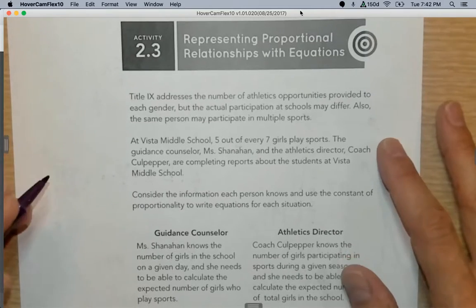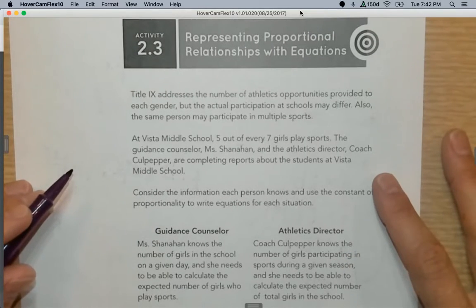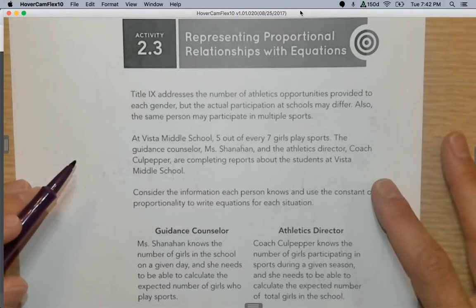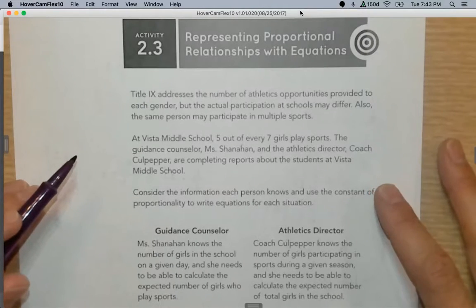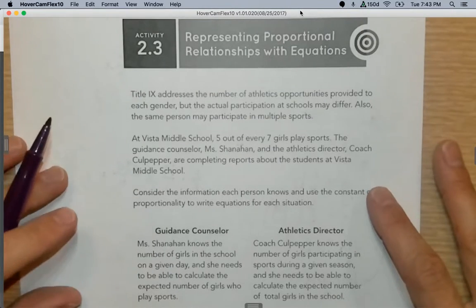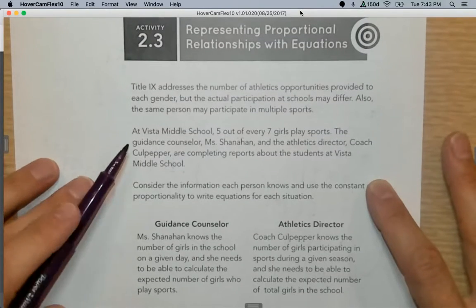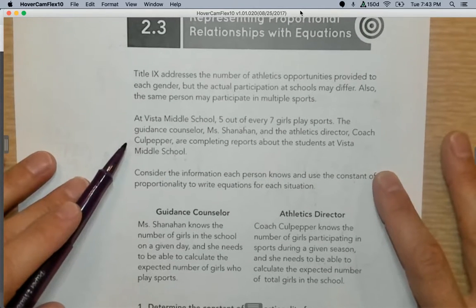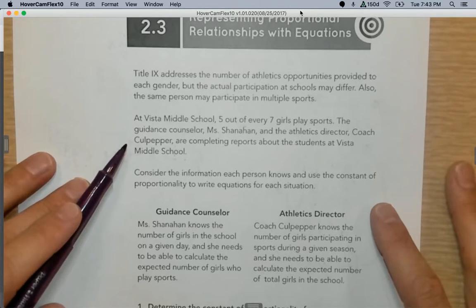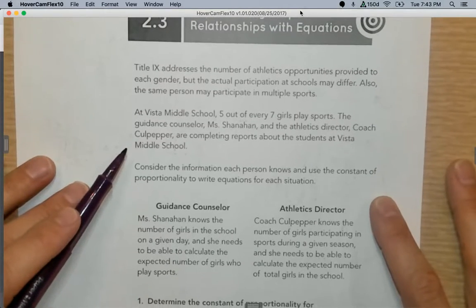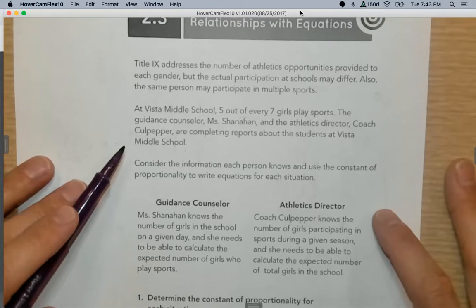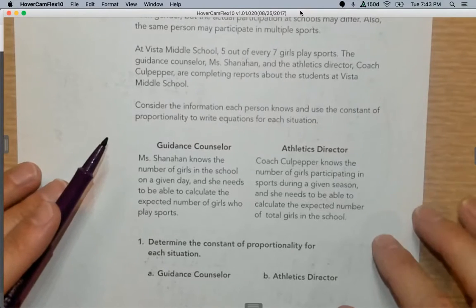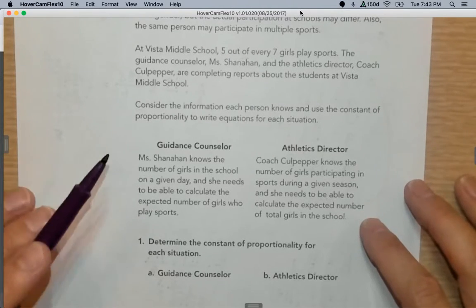Title IX addresses the number of athletics opportunities provided to each gender, but the actual participation at schools may differ. Also, the same person may participate in multiple sports. At Vista Middle School, 5 out of every 7 girls play sports. The guidance counselor, Miss Shanahan, and the athletics director, Coach Culpepper, are completing reports about the students at Vista Middle School. Consider the information each person knows and use the constant of proportionality to write equations for each situation.